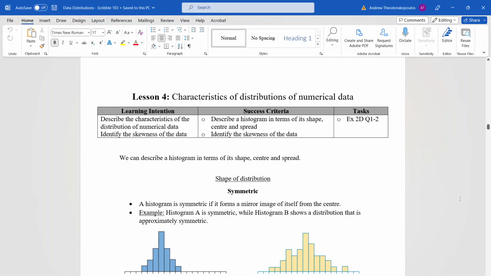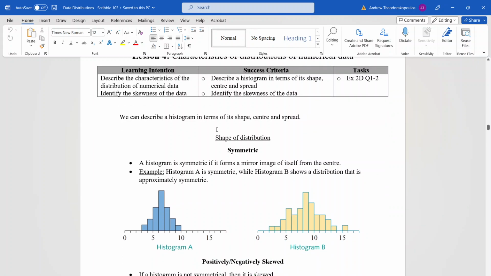Alright, so for lesson 4, we're looking at a very quick lesson. As you can see here, there's only 2 questions that you need to complete. But we're looking at the characteristics of distributions just for numerical data. So we can describe a histogram, which is what we learned in the previous lesson, based on its shape, center, and spread. So let's first look at shape.